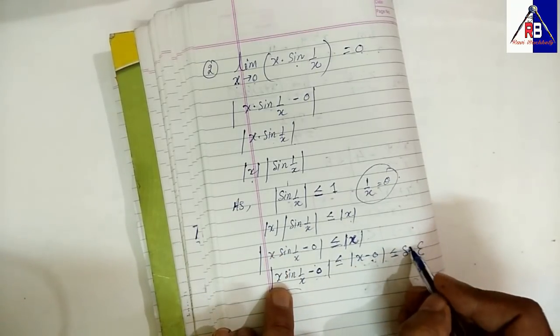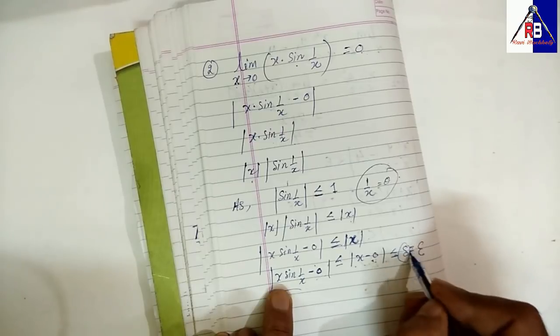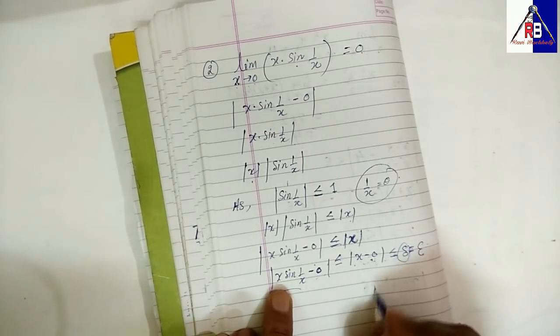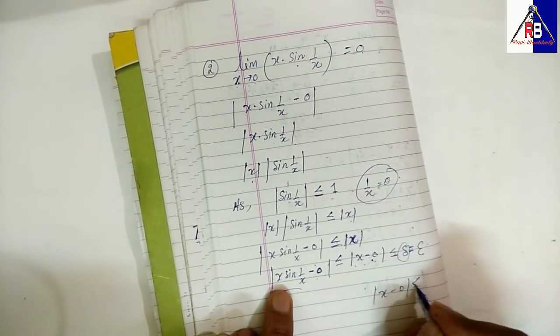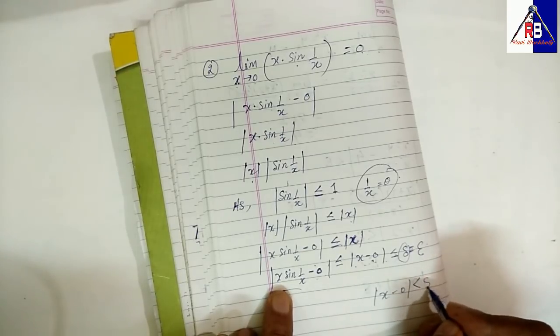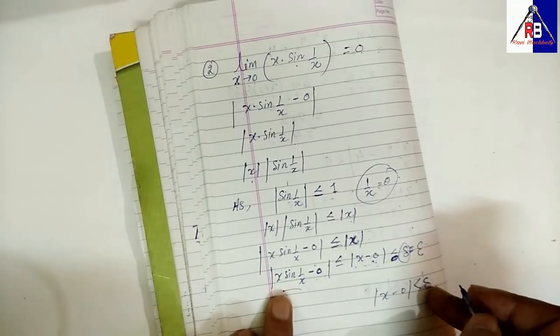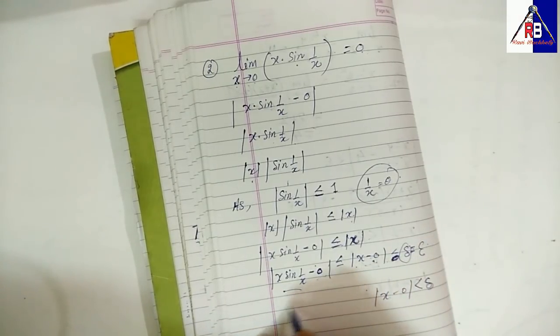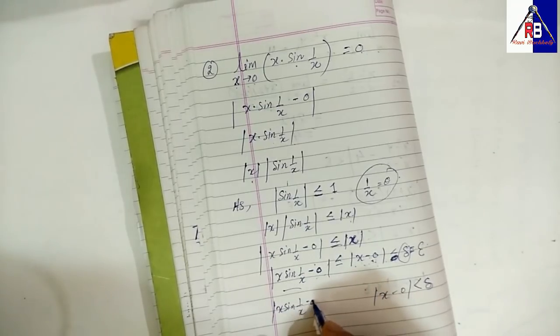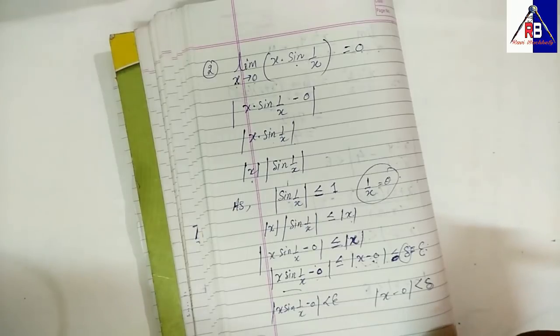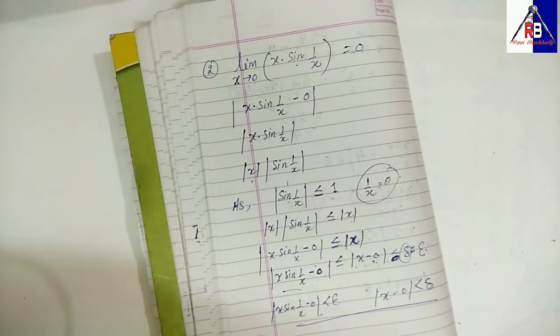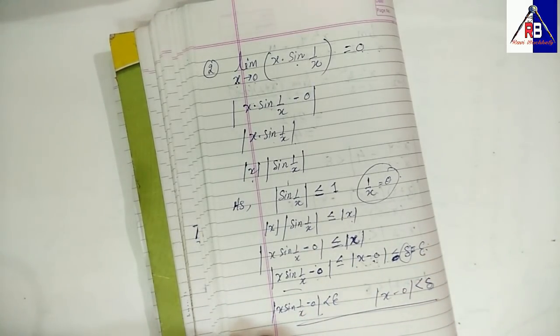Now I said that take delta equal to epsilon, so your modulus x minus c is less than some delta, and your f(x) minus L is less than some epsilon, because delta is equal to epsilon, hence proved. So this is how we can prove by definition.